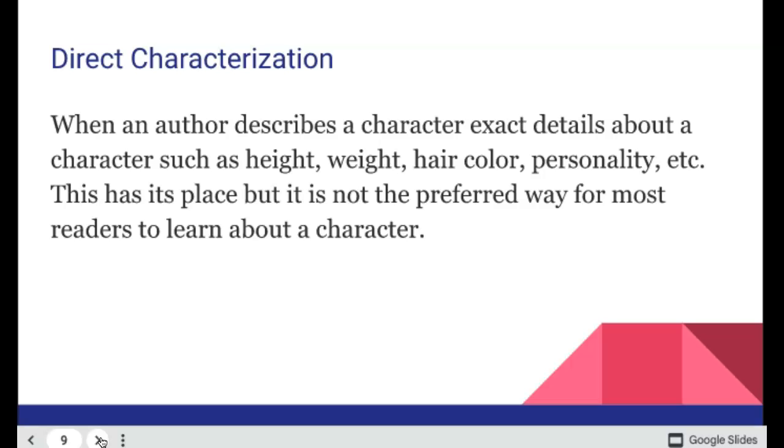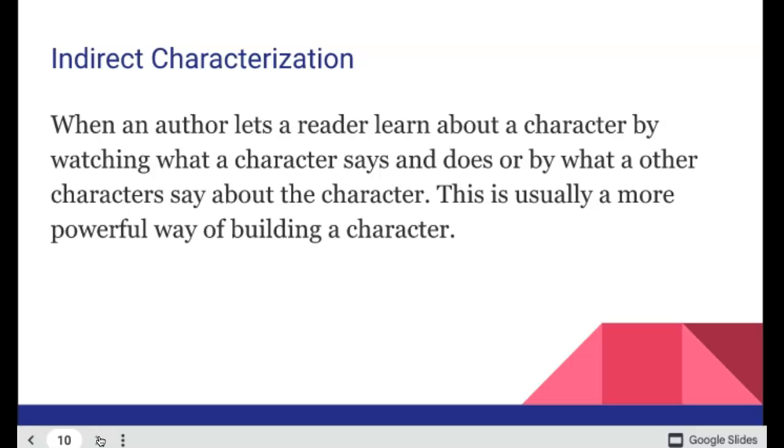It has its place, certainly, in telling a story, but the preferred way to learn about characters is what we call indirect characterization. And this is when an author lets a reader learn about a character by watching what that character says or does, and how they interact with other people, and what other characters say about them. And that lets us learn about them.